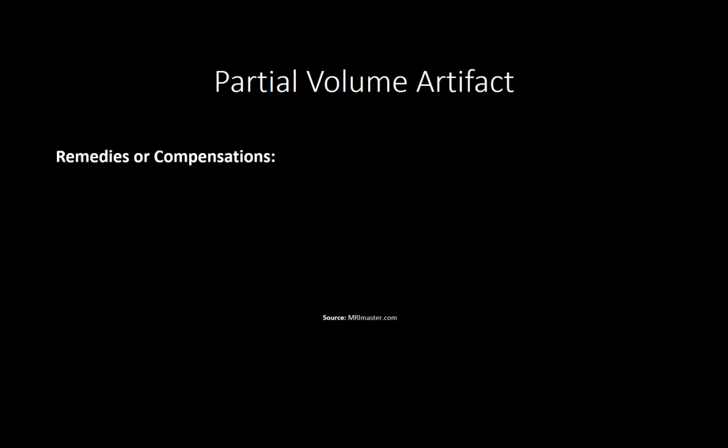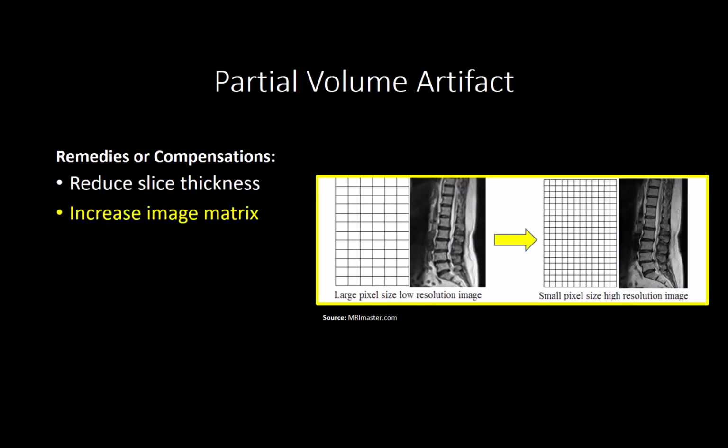Remedies or compensation for partial volume artifact. Reduce the slice thickness, that increases your spatial resolution. You can also increase the imaging matrix. Once again, that increases your spatial resolution. And you can decrease the pixel and/or voxel size. And once again, that increases your spatial resolution.